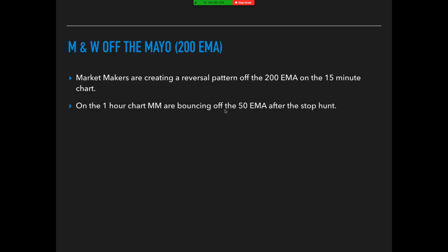On the 1 hour chart, market makers are bouncing off the 50 EMA after the stop hunt. This can happen in any of the 3 levels, but what you're mainly looking for is a setup in level 2.